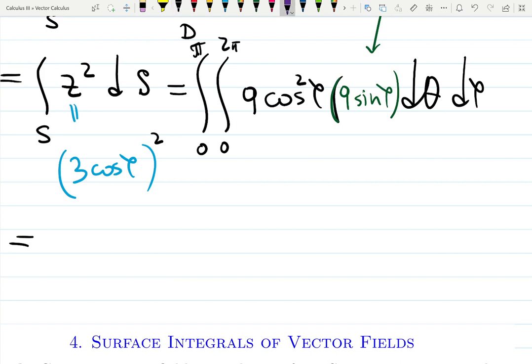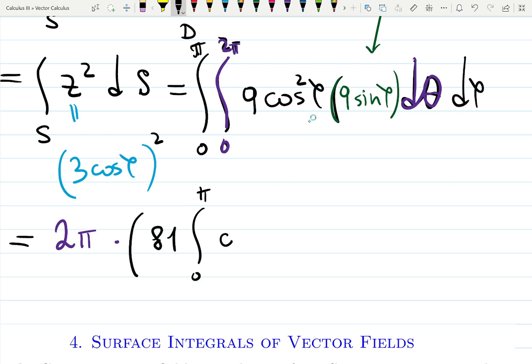So what will this integral from 0 to 2 pi d theta give you right away? 2 pi. Do you remember, you integrate theta from 0 to 2 pi and it gives you 2 pi. So that gives you the answer right away. And you only end up with an integral, 81 times the integral from 0 to pi of cosine squared phi sine phi d phi. That's a single integral.